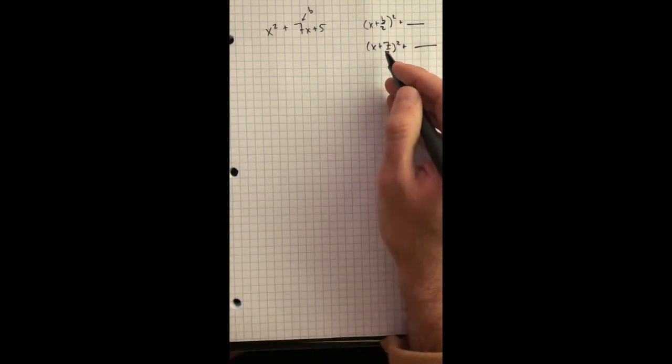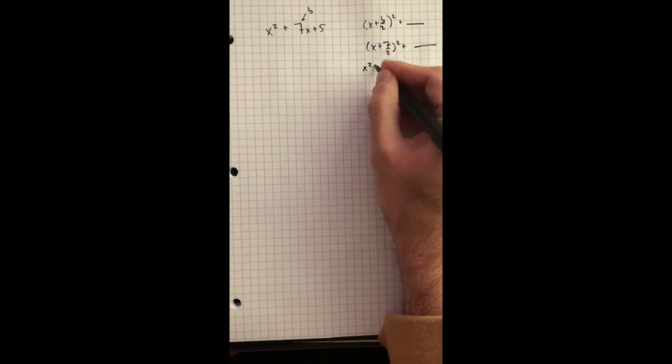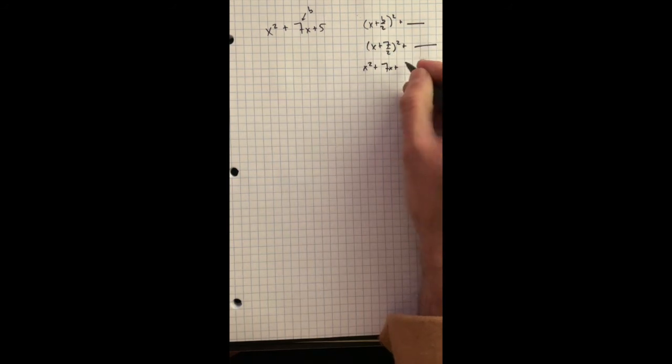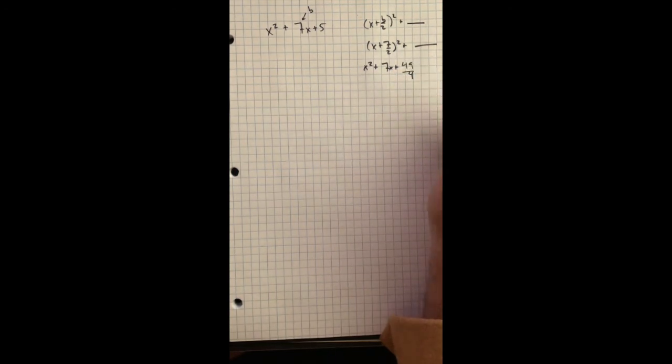Well, let's just, for kicks, figure out x plus 7 over 2 squared. What would that be? Well, that would be x squared plus 7x plus that term squared, 7 over 2 squared. 7 over 2 squared is 49 over 4. 7 times 7 over 2 times 2. And then we're still going to have that plus something.